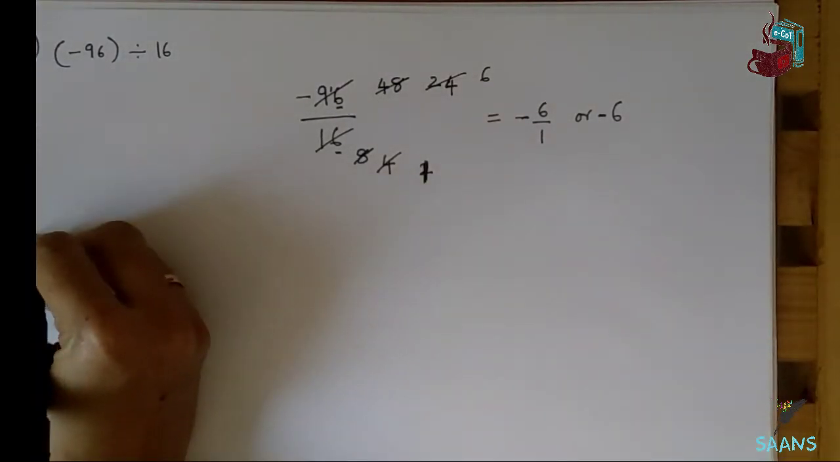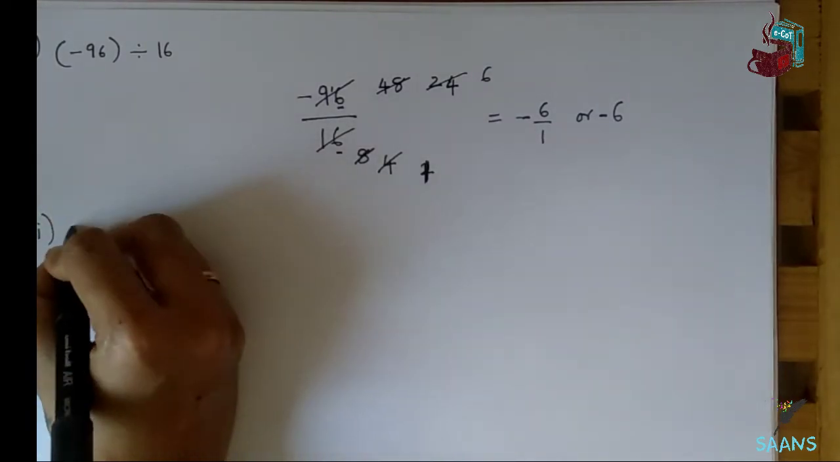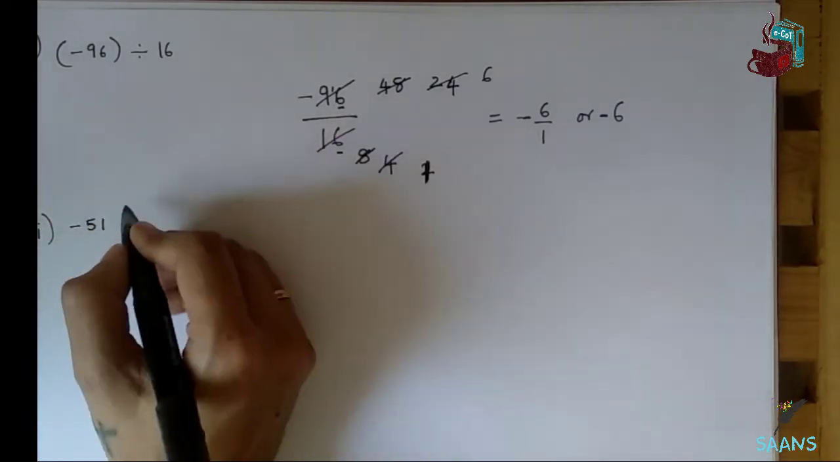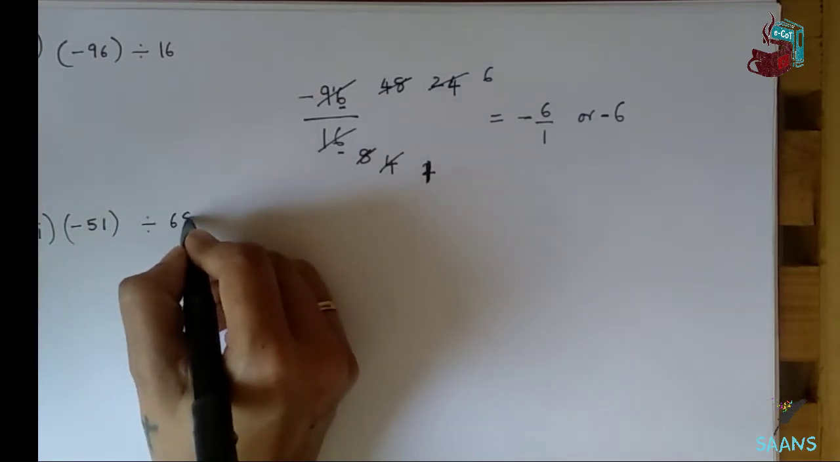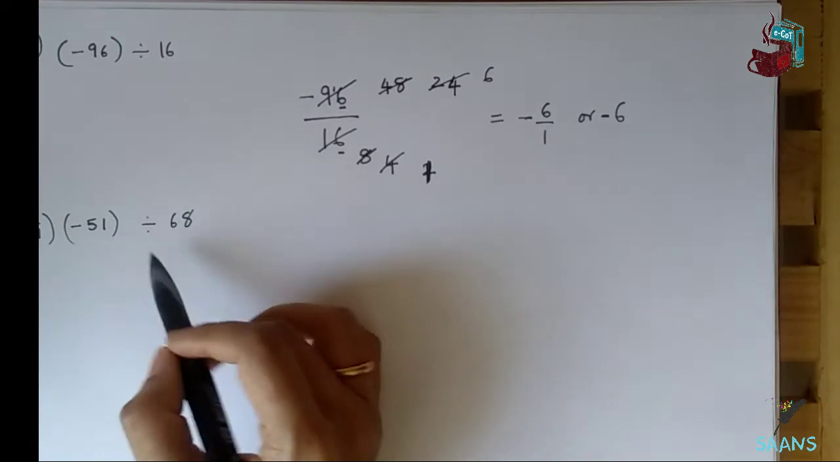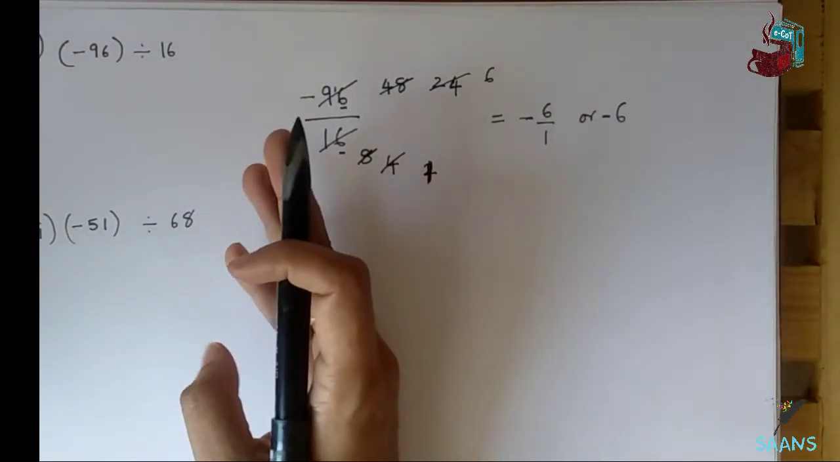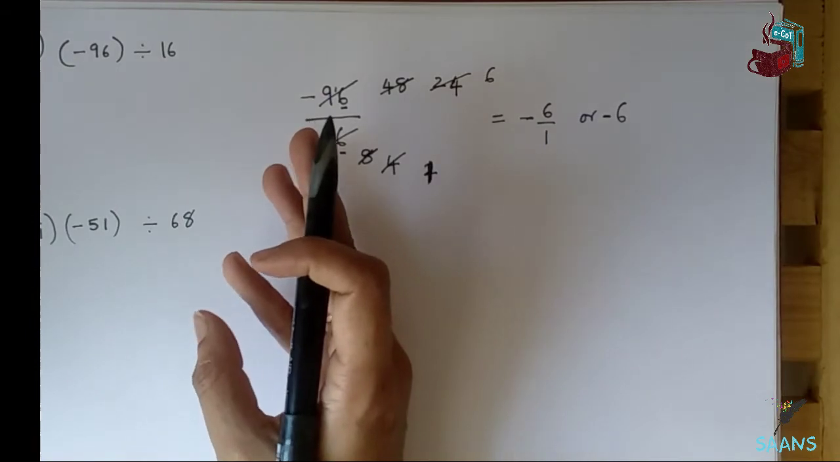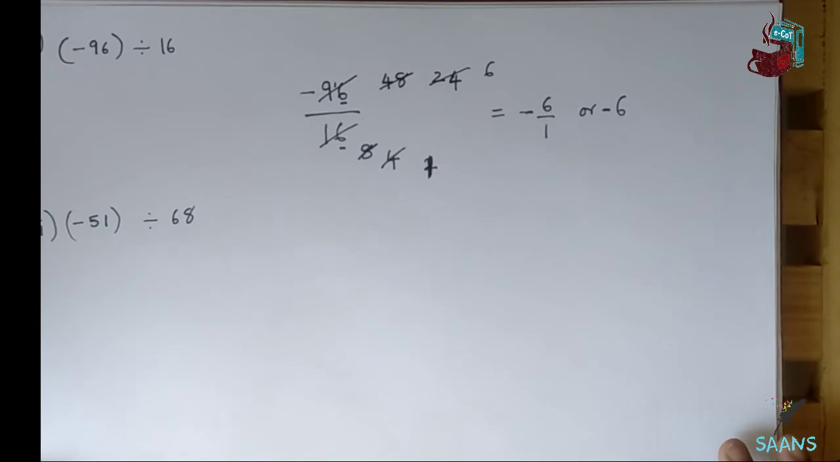Sum number 3 is minus 51 divided by 68. See kids, one more thing: when such sums come, you'll get confused as to what to do. We apply the divisibility for 2, divisibility for 3, 5, 7, and nothing happens. So with such numbers, you'll get confused.